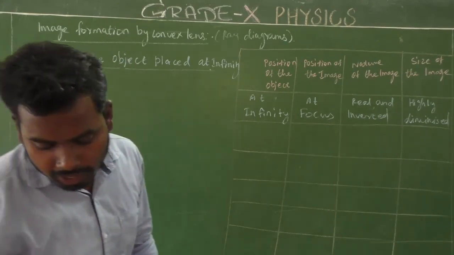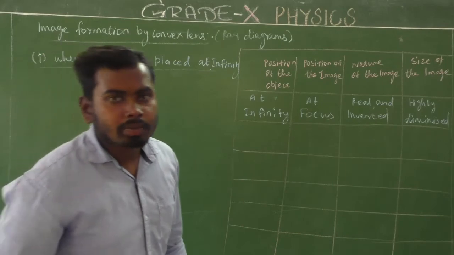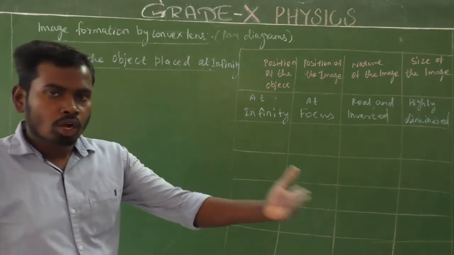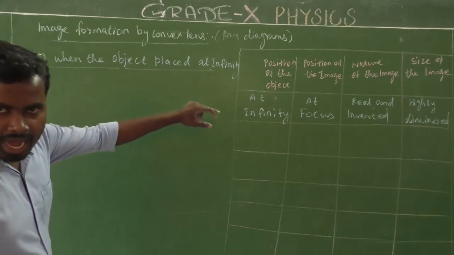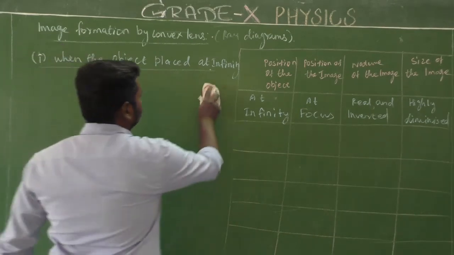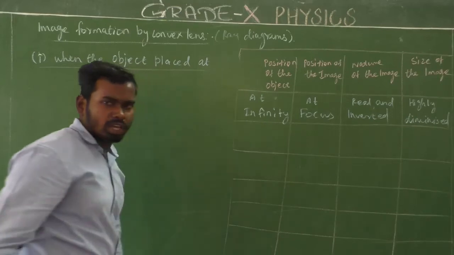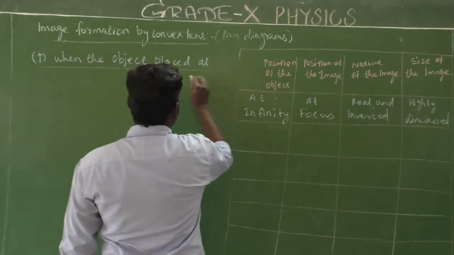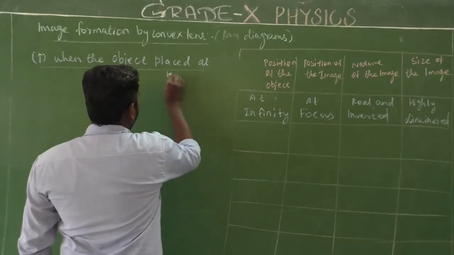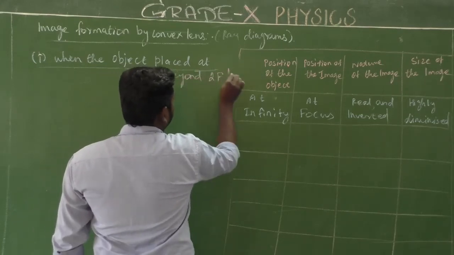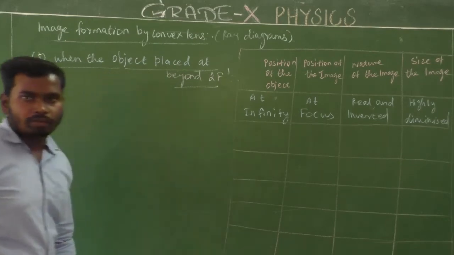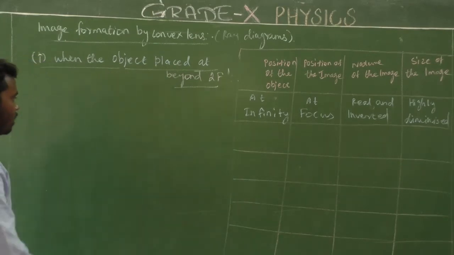So after infinity, where am I going to place the object? Beyond the 2F dash. Is it clear? Yes. So the object is placed beyond the 2F dash. Is it clear? Yes, very simple.